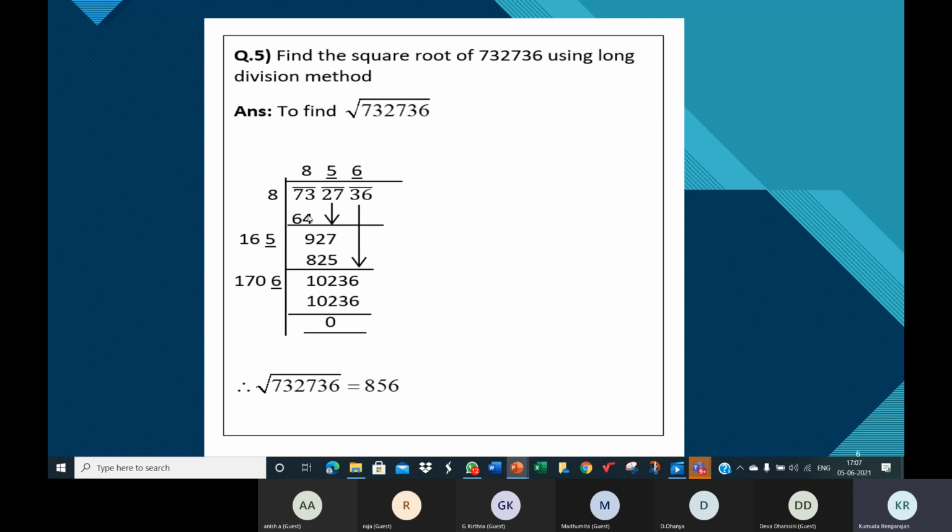Okay, then after that? When we subtract 73 and 64, we get 9, ma'am. And we have to bring down that 27 here. Okay. We have to take 5, ma'am. No, 1 minute. So after subtracting like this and bringing the next pair down, these are the steps. Subtract, bring the next pair down.